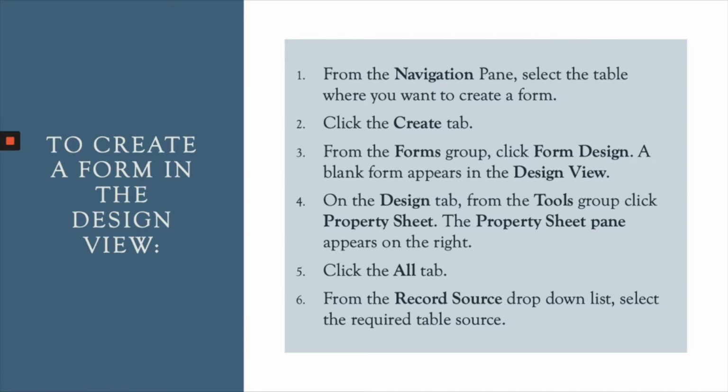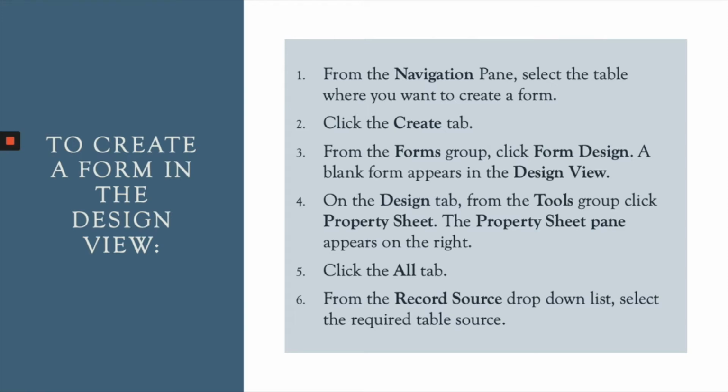From the navigation pane, select the table where you want to create a form. You have to look into your navigation pane and select the table that you want to work on. Then click the Create tab. Like the before one, you have to click on the Create tab. From the Forms group, this time you are going to click on Form Design. A blank form appears in the Design view. At that time, a blank form will appear in the Design view.